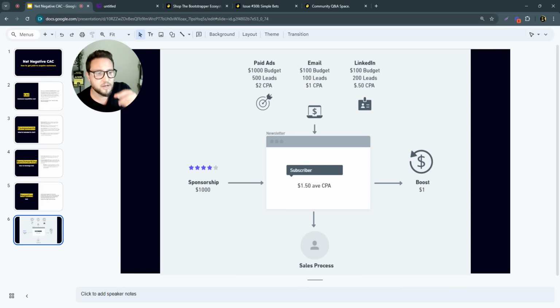So I want to ask the why. Why are folks building these media-first businesses right now? What's the why behind it? The reality is it's a play to potentially achieve net negative CAC. And the way that it works is we have a newsletter in the middle.